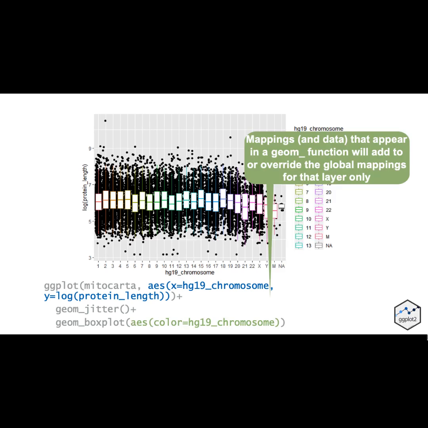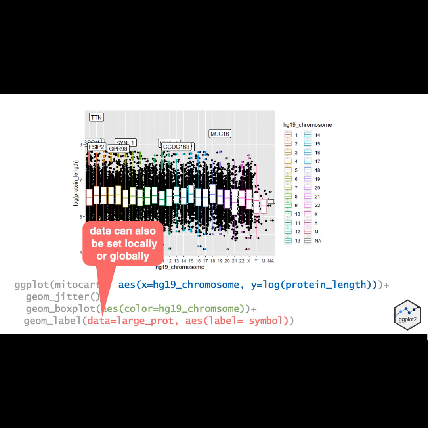We can also map aesthetics locally. So this shows you how mapping color in only the geom boxplot will only change the color of the geom boxplot layer, not the geom jitter layer. Another useful way to point out parts of data without coloring, for example, all of your points. So those are aesthetics, but you can also map data to different geoms locally or globally.